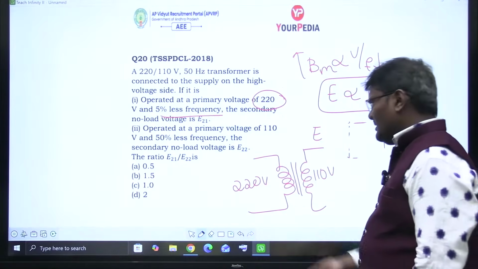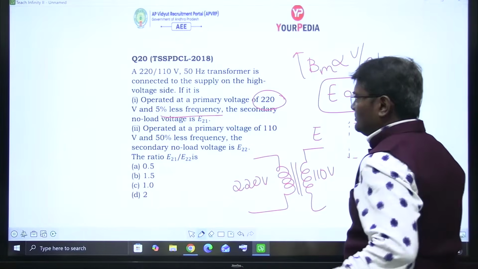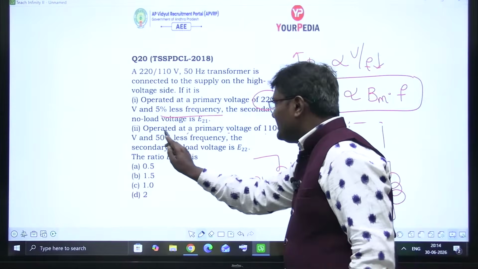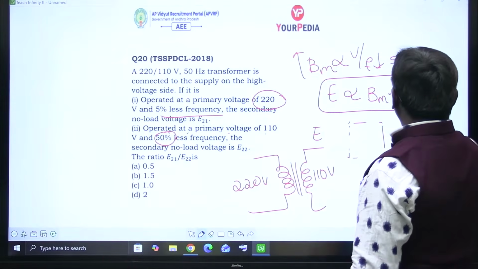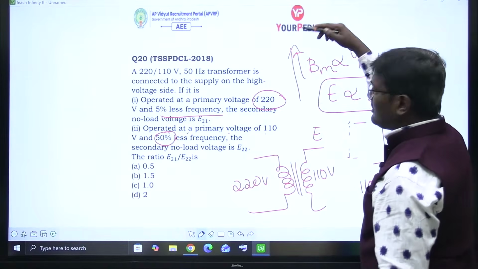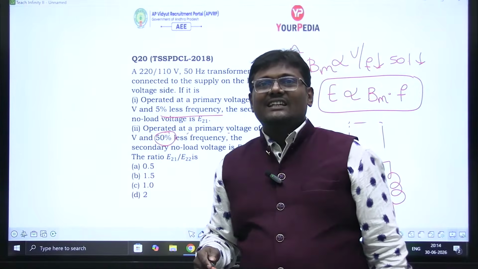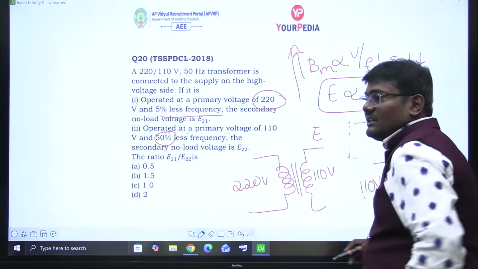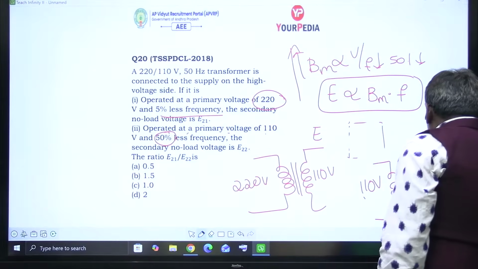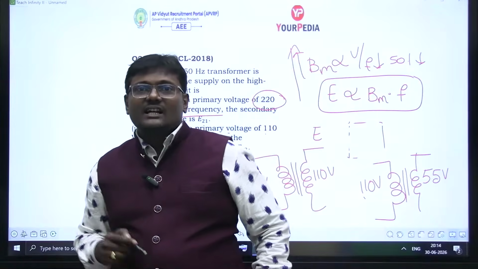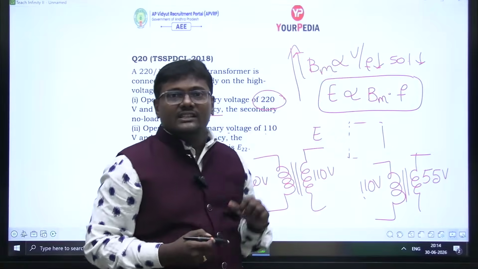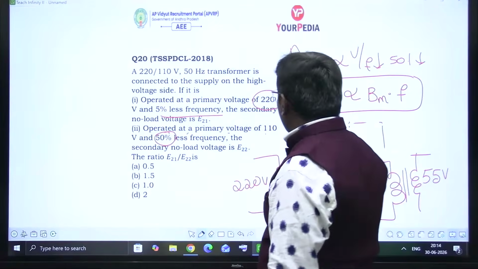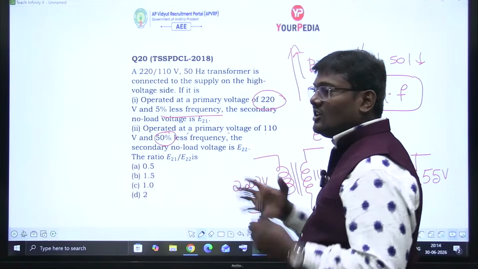So with the help of a single phase variac, if I am applying the second case, you can observe that it operates at a primary voltage of 110 volts, 50% less frequency. If it is 50% less frequency, then obviously Bmax is doubled in order to maintain the EMF constant. If you apply half of the voltage, what is the output voltage? It is 55, irrespective of the frequency. Why? Because Bmax is doubled in the second case, and Bmax increases in the first case. The product will be the same.